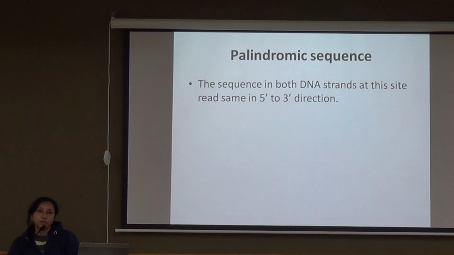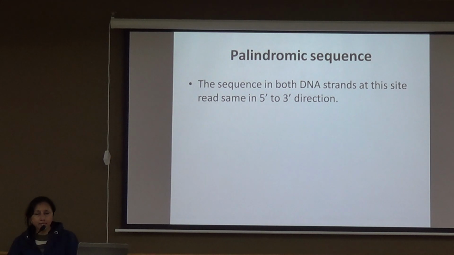What are palindromic sequences? Any idea? The sequence in both the DNA strands at this site reads the same in the 5' to 3' direction. Now what is the need for palindromic sequences? Why are we discussing them here? Palindromic sequences are 4 to 8 base pair sequences present in the DNA, in the chromosome, and these sequences can be cleaved or cut by the restriction enzymes to generate either blunt ends or sticky ends.